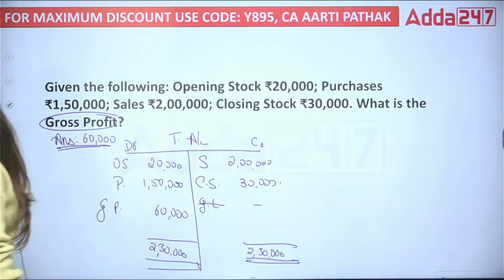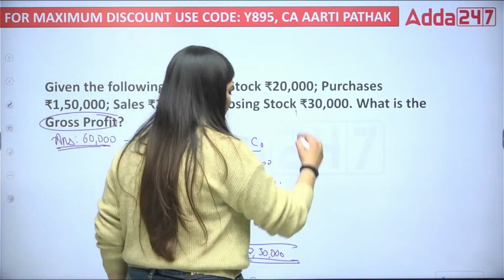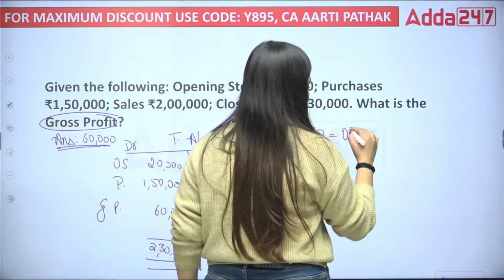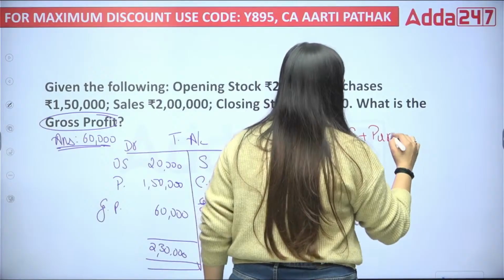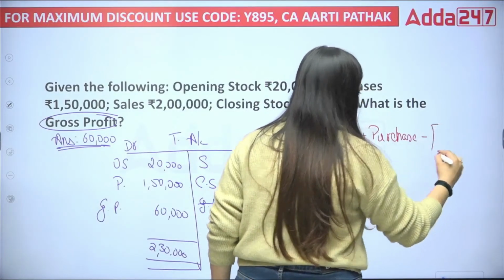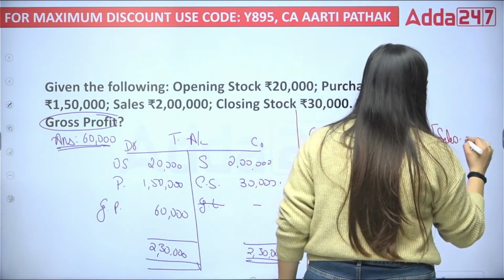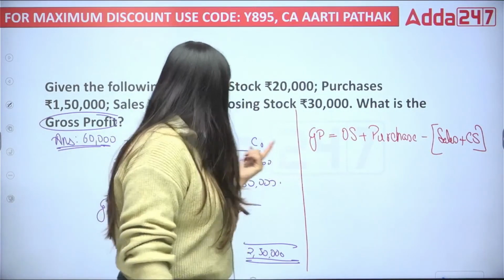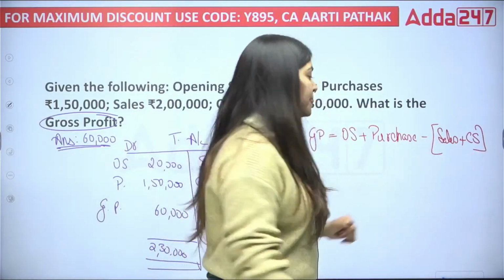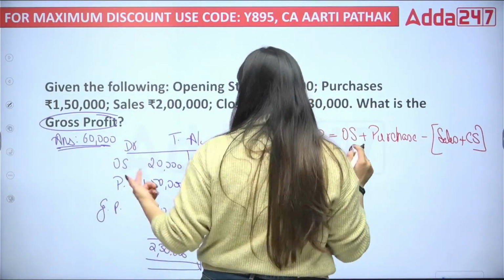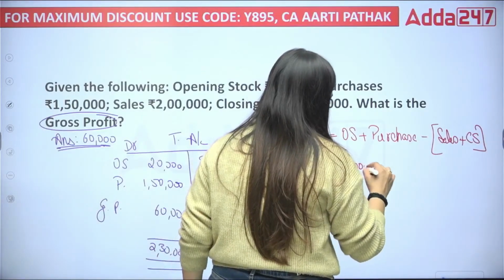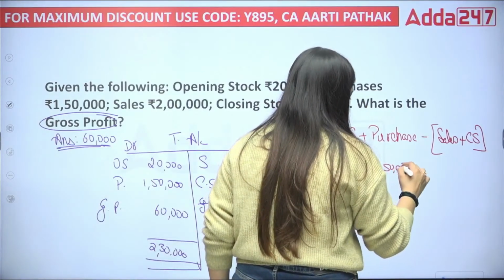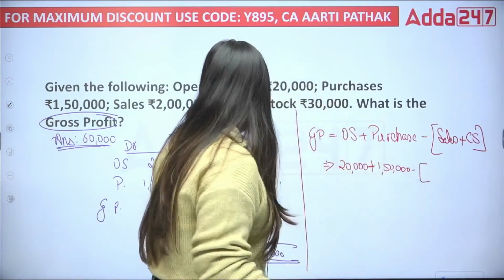Okay, this is one way. But in the exam, every time you cannot prepare it. So how can you solve it? If you want to calculate gross profit, take opening stock plus purchases minus your sales plus closing stock. Debit side you are adding here, credit side you are subtracting here. So that is 20,000 plus purchases, that is 1,50,000, minus 2,30,000.